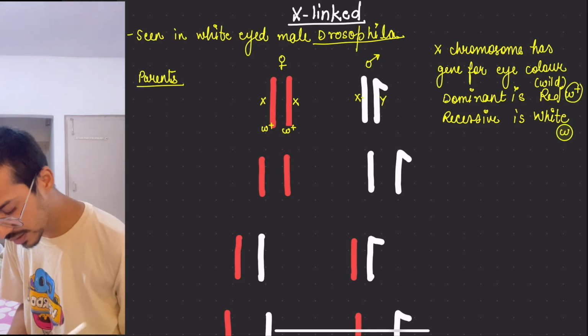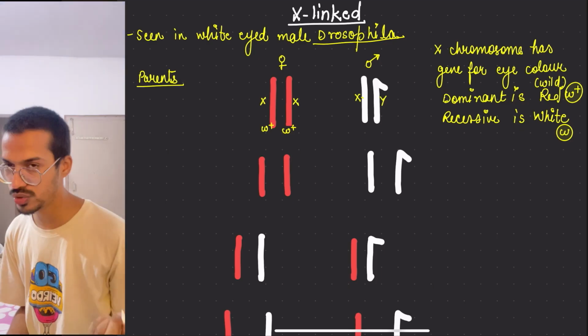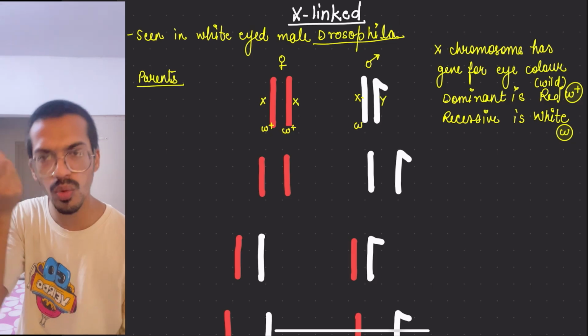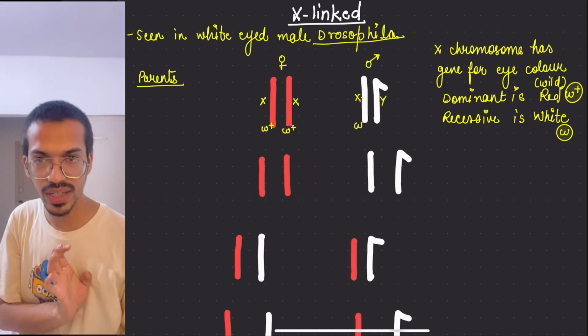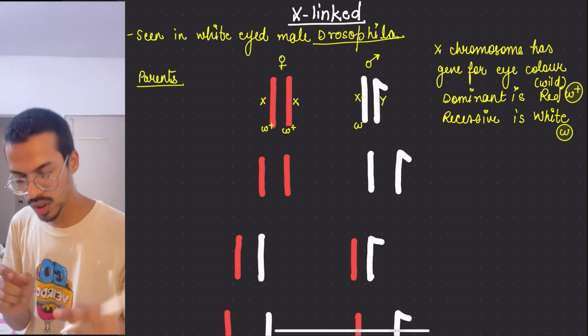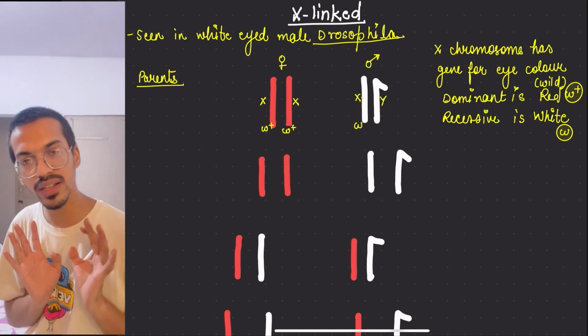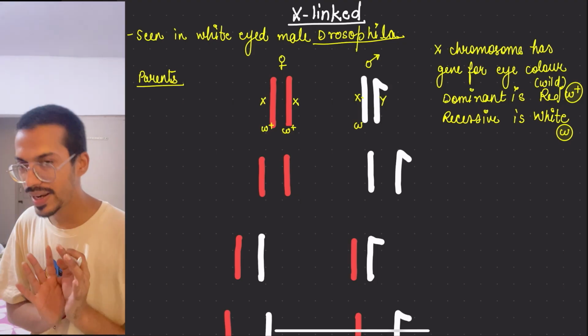Now here it will be only the W gene, because on Y there is no such eye color gene present, because it's smaller, no? So a small thing won't have anything. So this is only W. When only W is present, it will show its effects. So this is white color eye and this is red color eye.